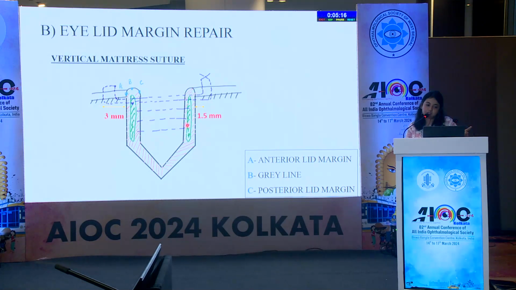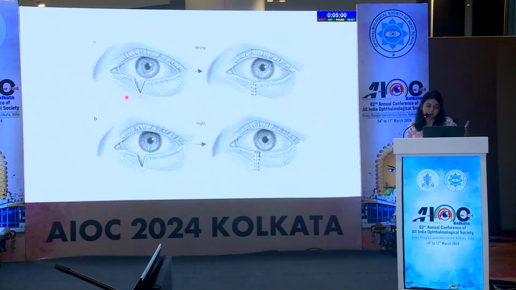The deeper parts of the laceration can be repaired with direct suturing. These direct sutures we have to ensure do not go full thickness through the lid, otherwise they can rub over the cornea. These vertical mattress sutures are passed at 3 points, A, B and C, which are the anterior lid margin, the grey line and the posterior lid margin.